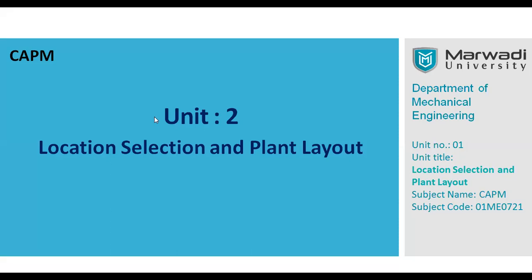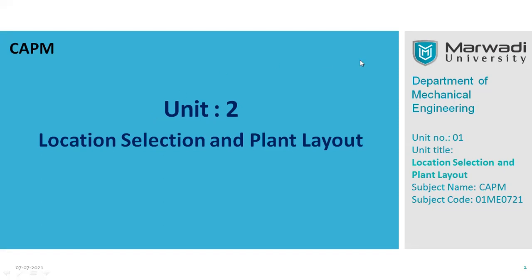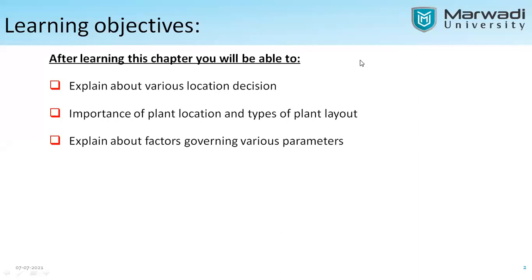Today we will have a questionnaire with you, so that I can get an idea of what your opinion is and what you have understood. But first, a quick recap. These are the objectives: explaining various location decisions, the importance of plant location, types of plant layout, and explaining the factors governing various parameters.